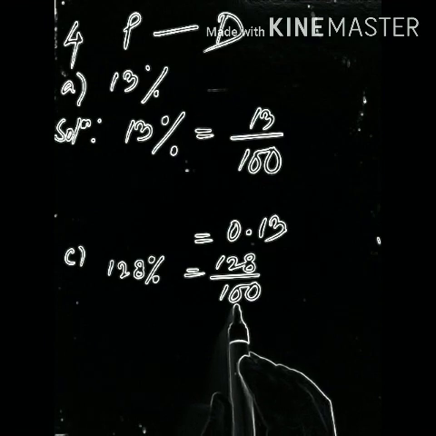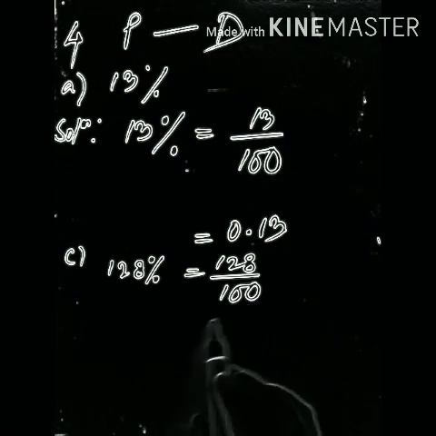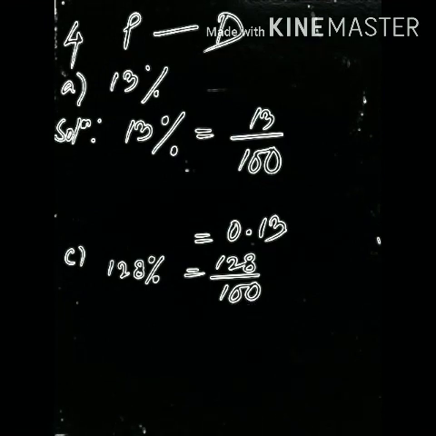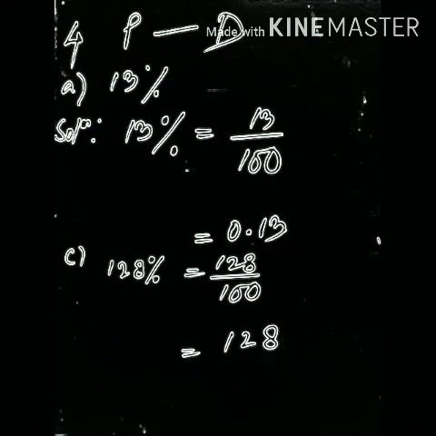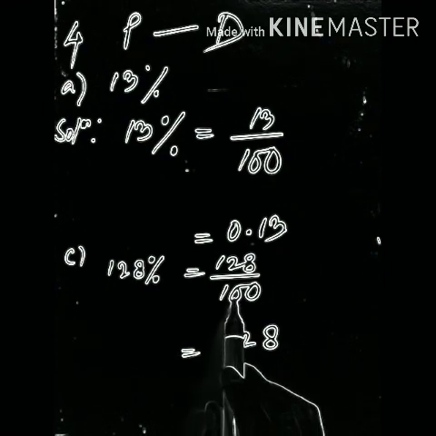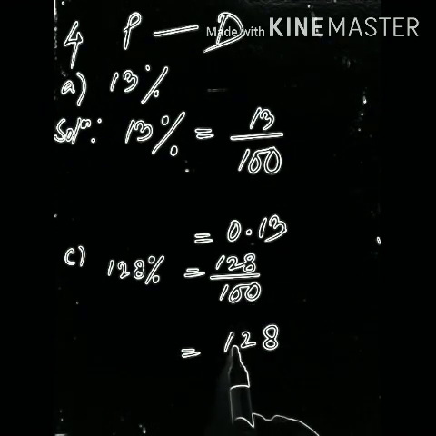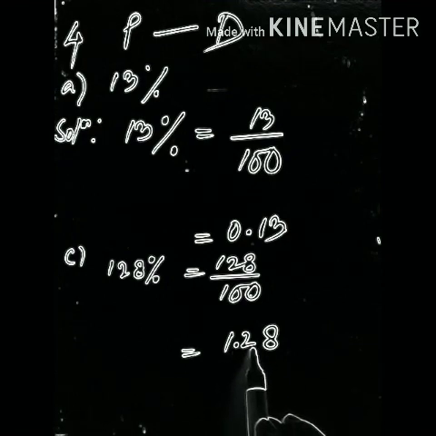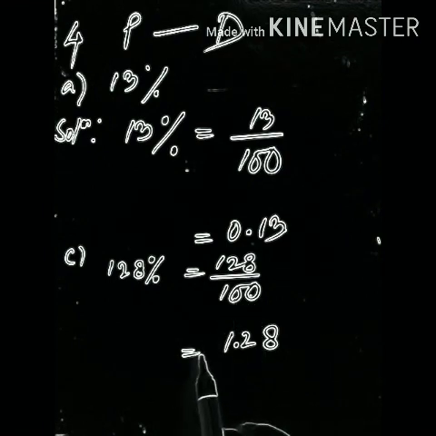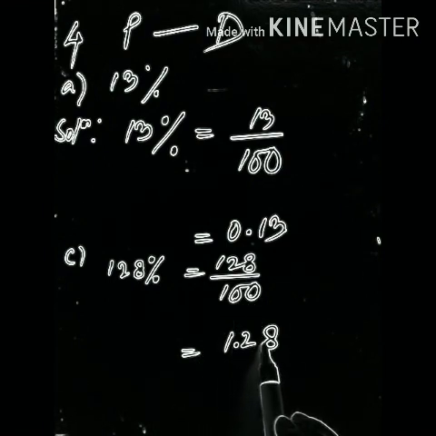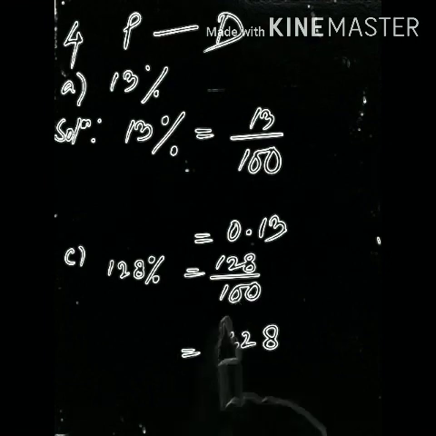So here, how many zeros? 2 zeros. That means after the point, there should be how many digits? 2 digits. So let me just write this 128 first. So 1, 2. So if I put here, we have 2 digits after the point, and this is equivalent to the number of zeros in the denominator. After the point, 1, 2. Now the answer is done.